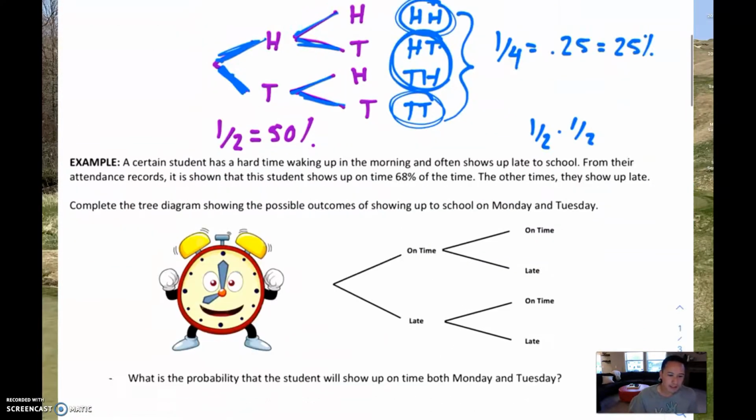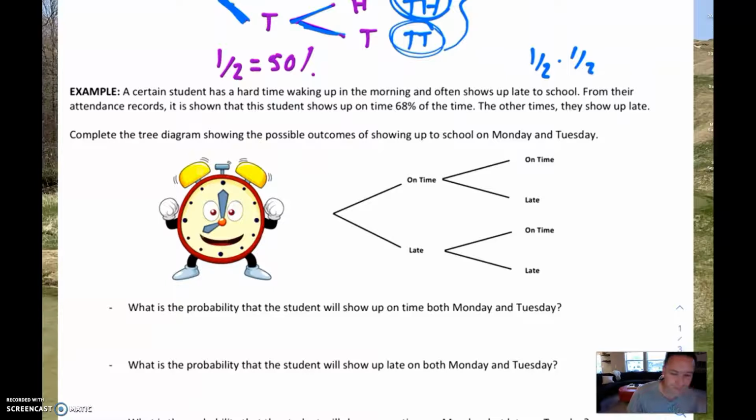So now let's go down here, and we're going to add a little more complicated numbers to it. Coins are easy because it's just 50-50, but not everything in life is going to be 50-50. So we have different numbers for probabilities. We've got a certain student. They have a hard time waking up in the morning. I feel that. And they often show up late to school. I don't feel that. Should show up on time to school.